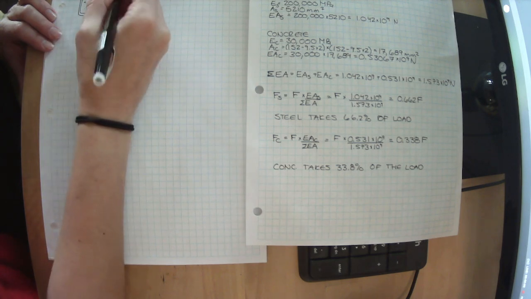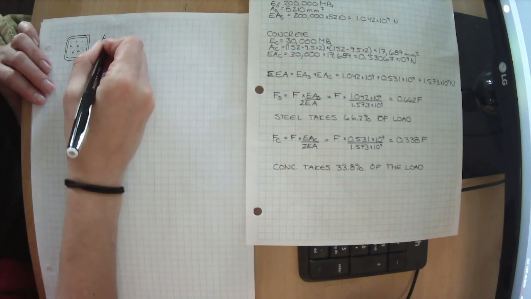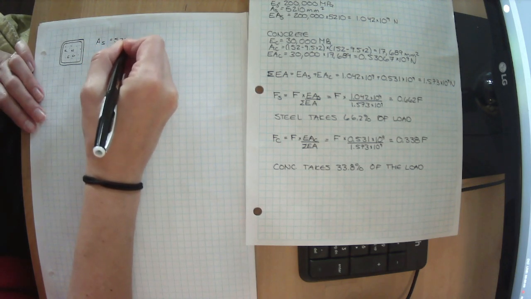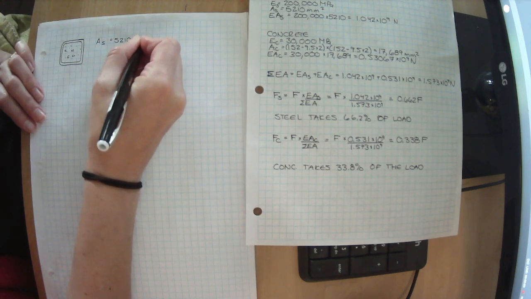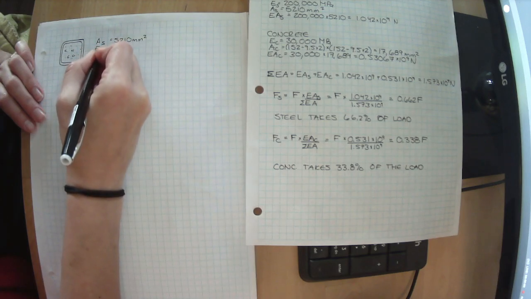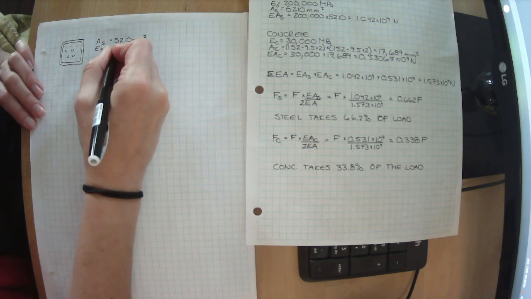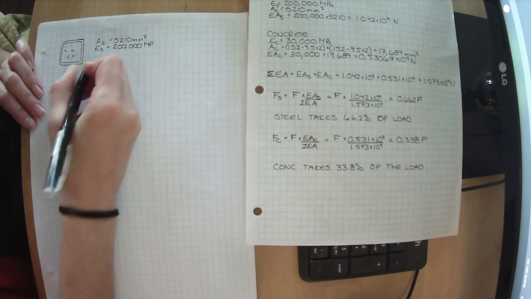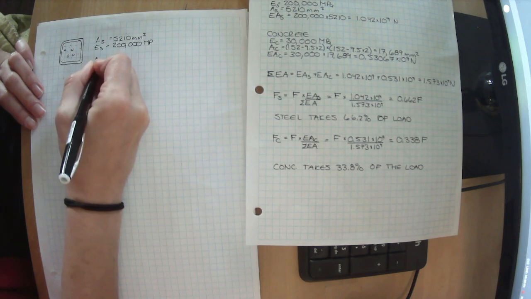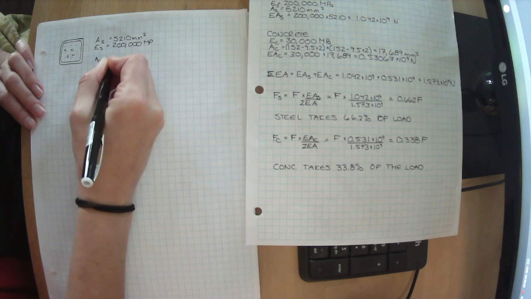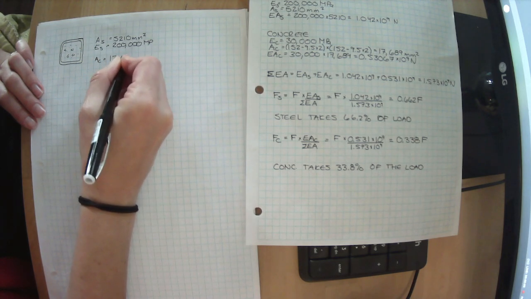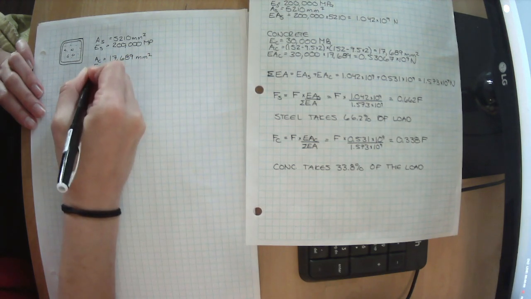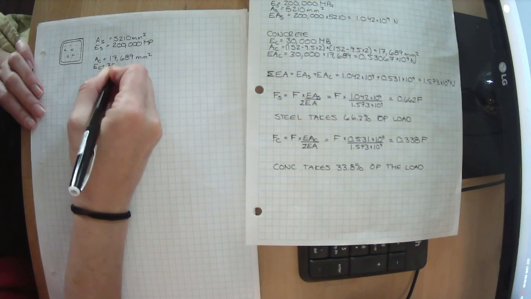And we knew that the area of our steel here, we've looked this up, was 5,210 millimeters squared. The E for steel is 200,000 MPa. And we know that the area of the concrete, we already calculated this, was 17,689 millimeters squared. And the E of the concrete they gave us in the question.